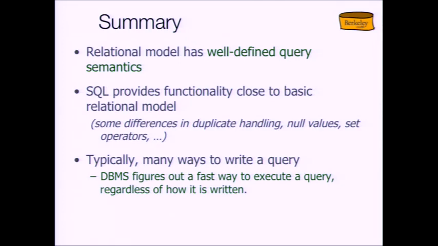Okay. It says summary, but we're not done yet, and we're going to get to the part where I'm going to embarrass myself a little, if I haven't already. But let me just wrap this part up. The whole point of the relational model is you get these well-defined query semantics. For a given database, for a given query, there's one correct answer, and the system will give it to you.